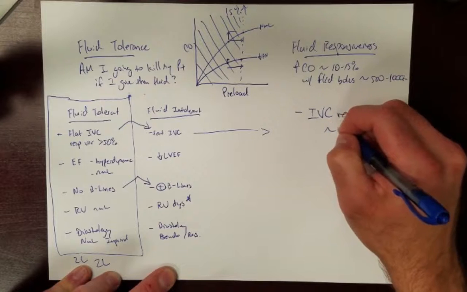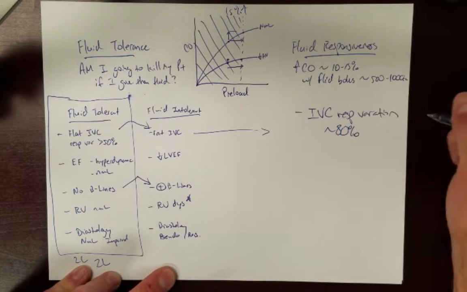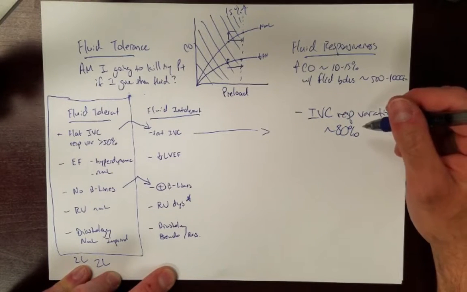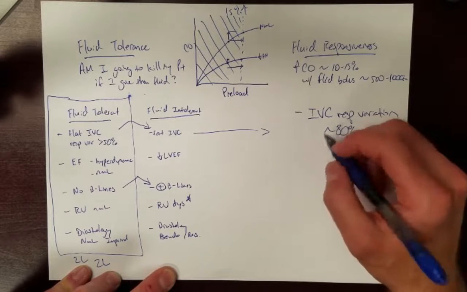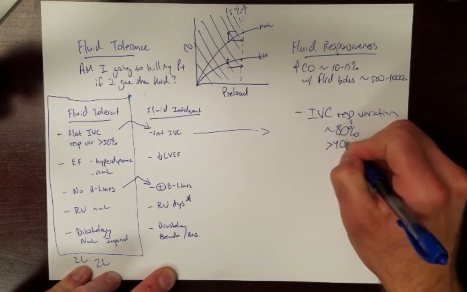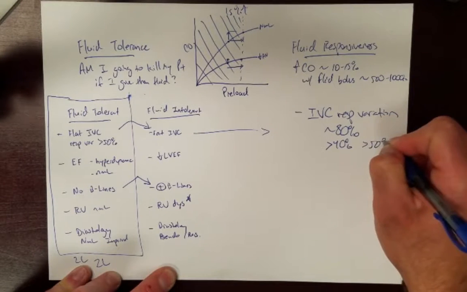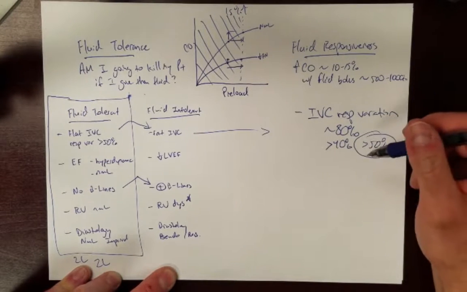But it would suggest that you can have an accuracy of around 80% to assess whether your patient's going to be fluid responsive or not. And there's different cutoffs for that. Some of them say that you have to have an IVC change of greater than 40%. Some say greater than 50%. I just kind of use 50% because it's an easier number for me to remember.